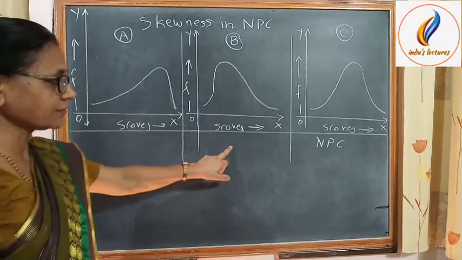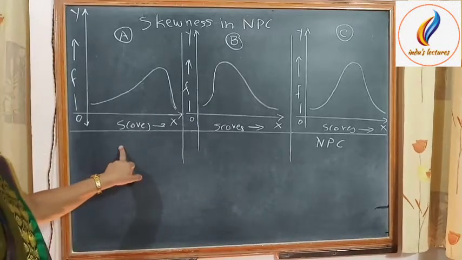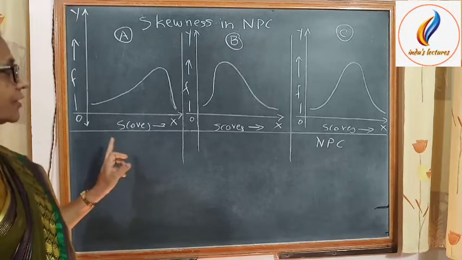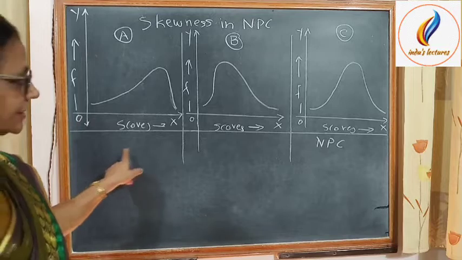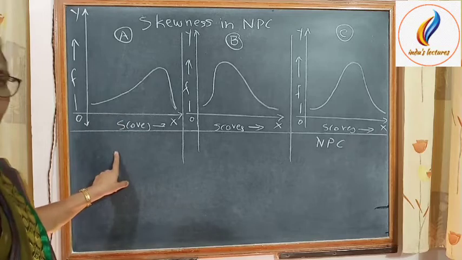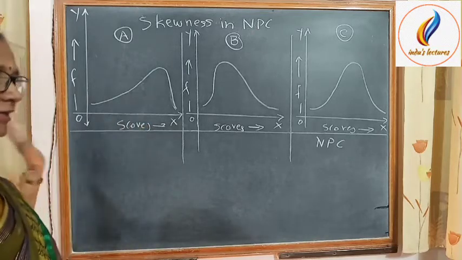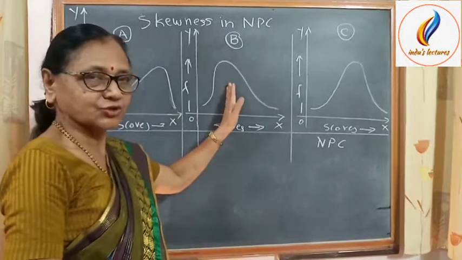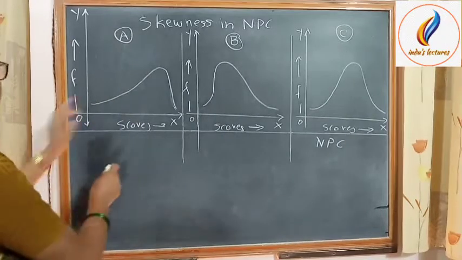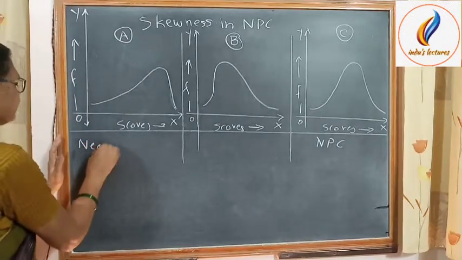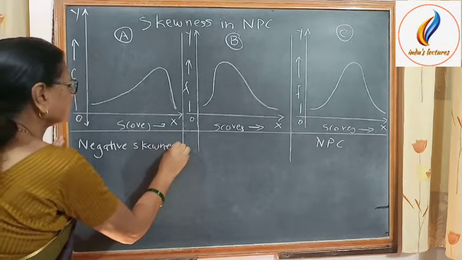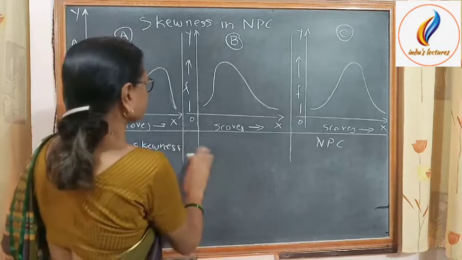Such curves are known as skewed curves, and there are two types of skewness in a curve. One is negative skewness and the other is positive skewness. This curve is skewed at the left side of the ordinate, and this curve is skewed at the right side of the curve. This is negative skewness, and this is positive skewness.